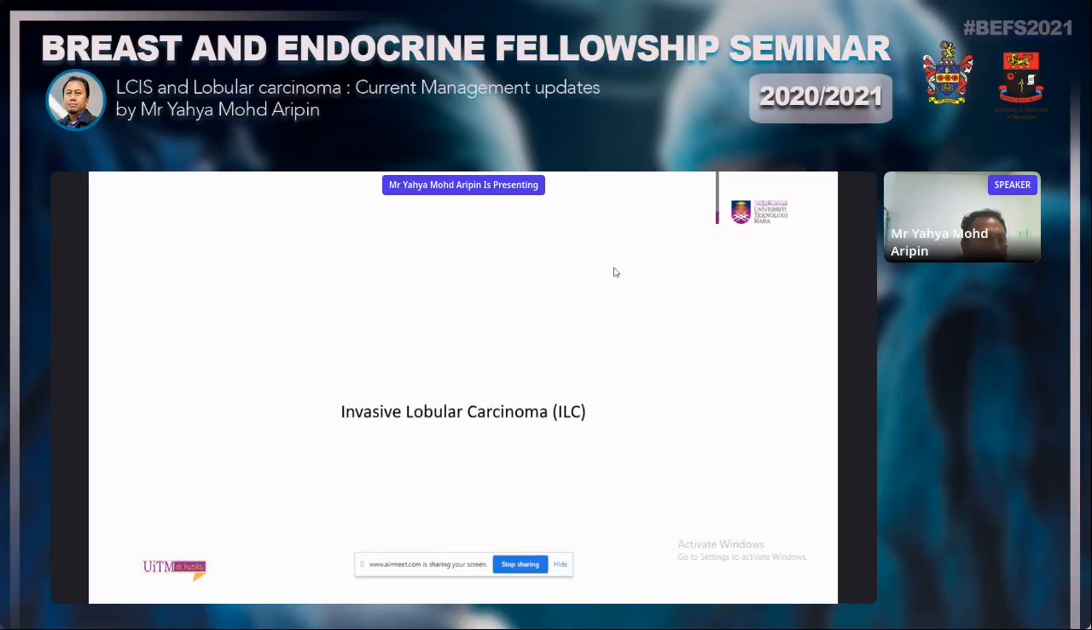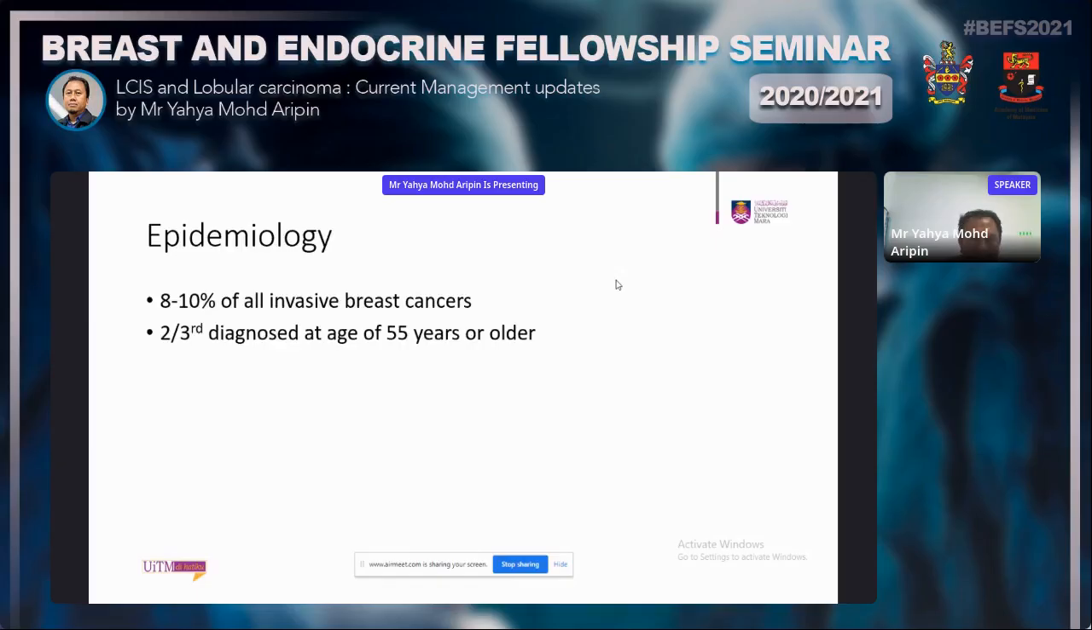Okay, now we come to the ILC. I have another 10 minutes. Invasive lobular carcinoma contributes 8 to 10% of all invasive breast cancer, and the majority of the patients are diagnosed at the age of 55 years or older. So this is an older age disease.